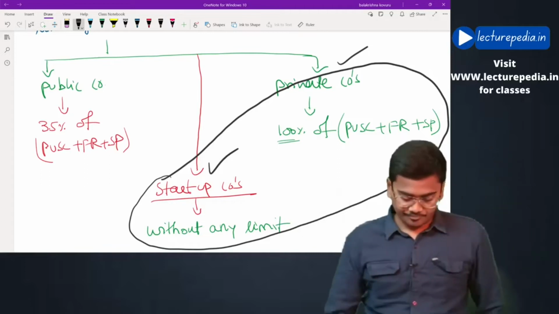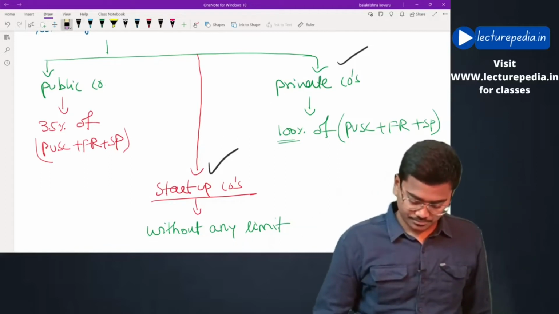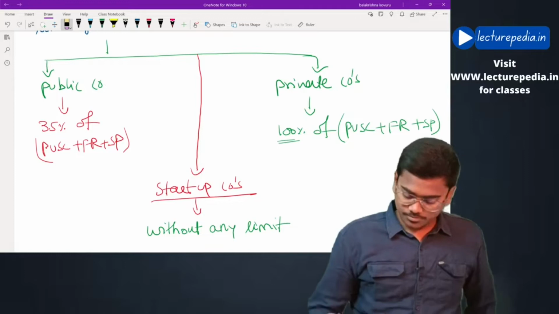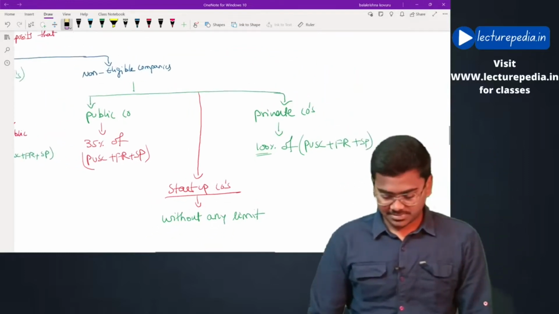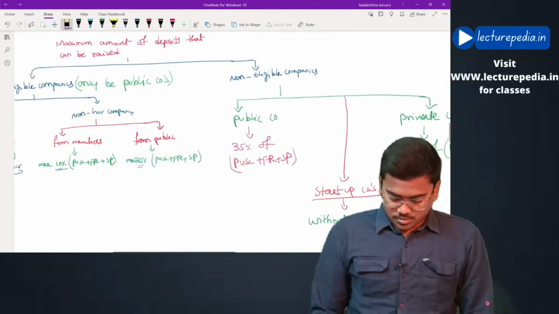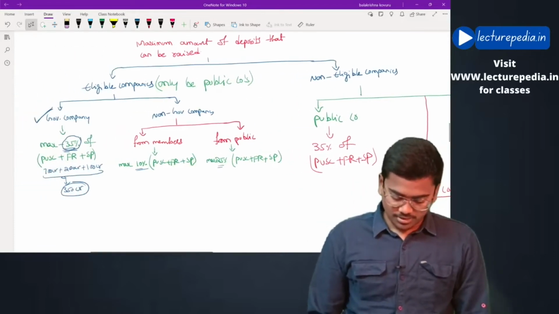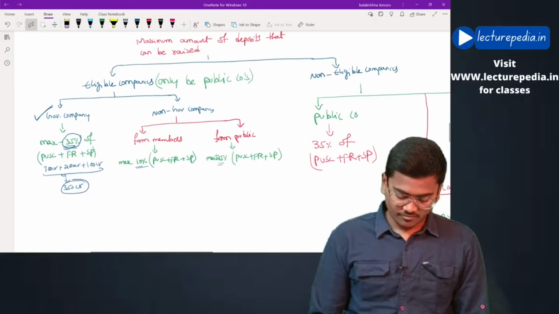So these are the various limits. If you want, you can make a note. First of all, you can write this.